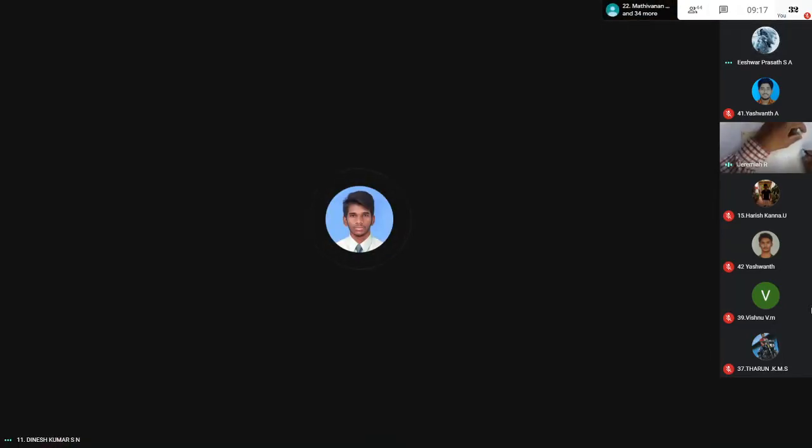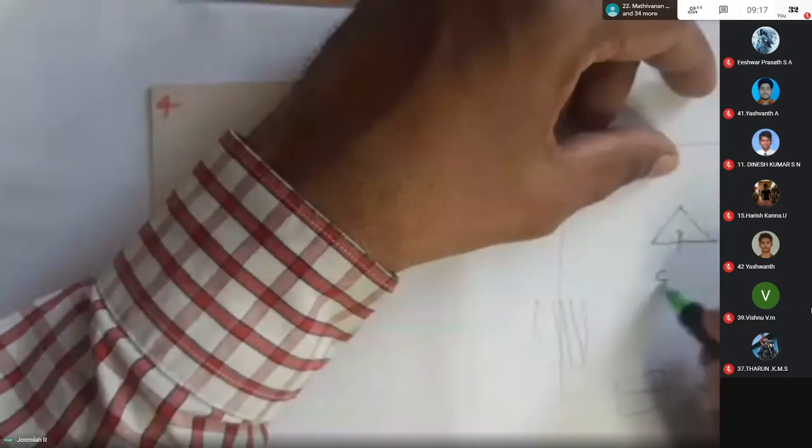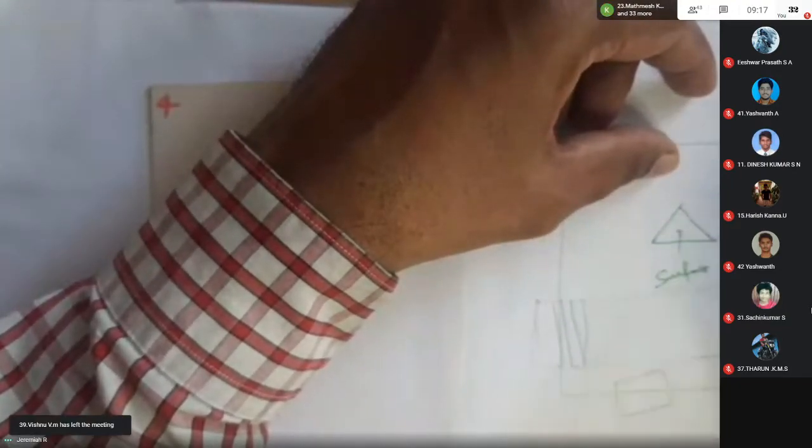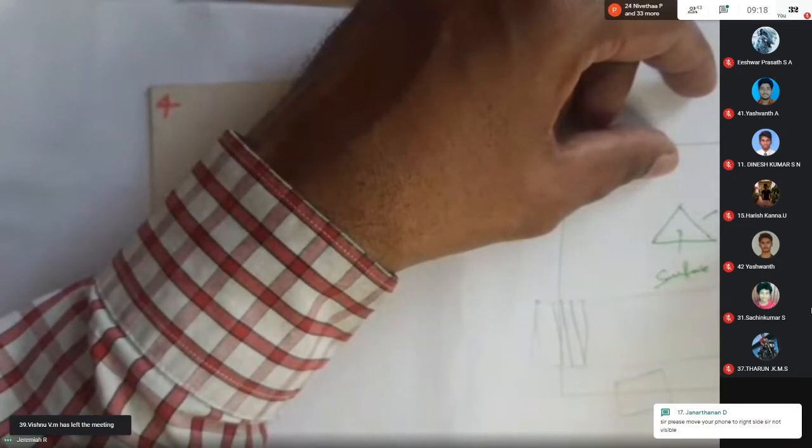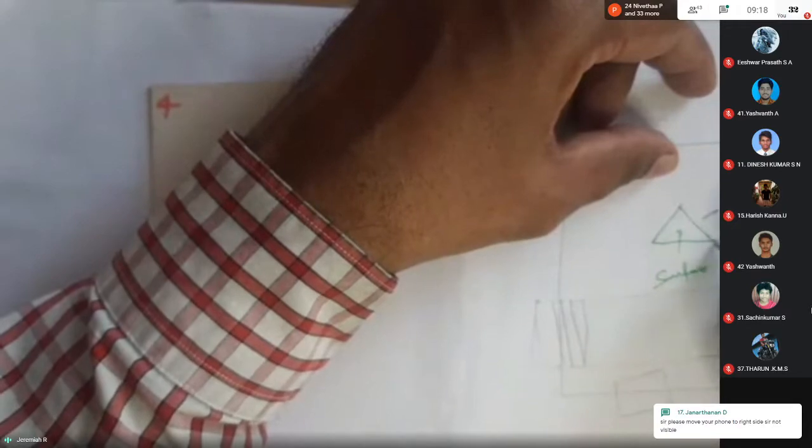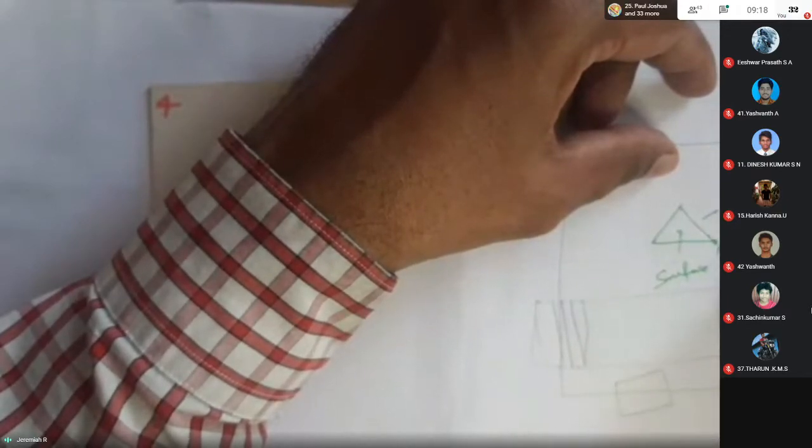So this is called surface. This is called base side or edge. And this point is called corner.